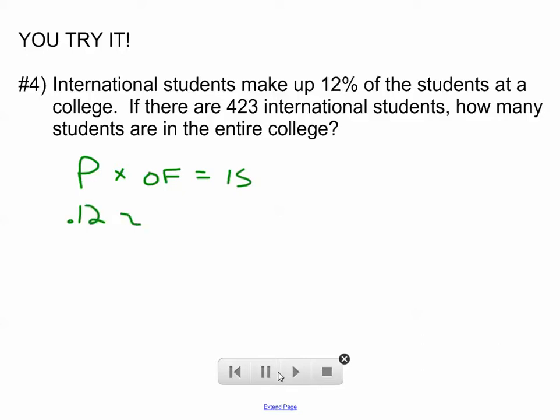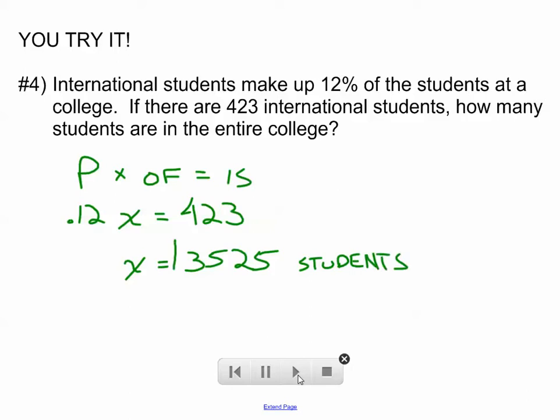Obviously, 0.12 is your percent. The question here is, is 423 the of or is it the is? Here's the way I look at it. 12% is international students. 423 represents international students. So 12% is 423. Both those figures are talking about the same group of students. Divide both sides by 0.12, and we should get the entire student body, which is 3,525 students at the entire college.